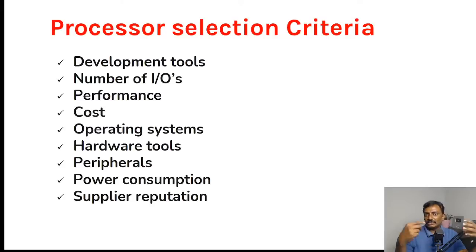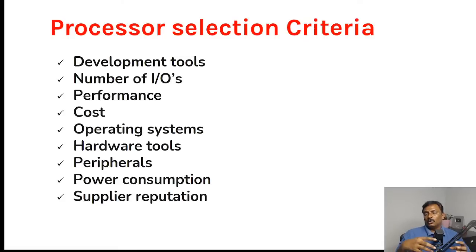Cost. What is the product cost? If you want to sell within 200 rupees or 300 rupees, then you have to choose a microcontroller of 40 rupees or 30 rupees. The bill of material should be completed within 100 to 150 rupees, like that. Whether you need an operating system, the RTOS, or a simple while loop, that you have to decide. And hardware tools, what kind of hardware tools, whether you need an oven, or whether a soldering iron is enough, or whether your design contains a BGA, that you have to decide.